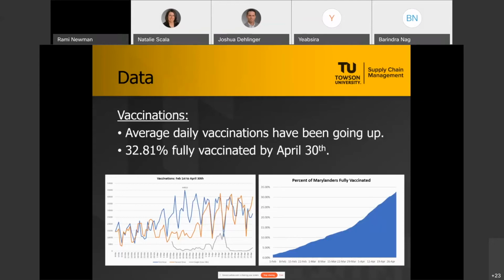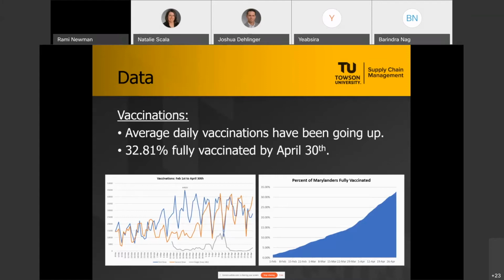starting with vaccinations. So our average daily vaccination rate has been steadily going up, which is good. On April 30th, the last day I collected data, we were at a 32.81% fully vaccination rate. Just another side note, I collected data from February 1st to April 30th, so over a 3-month period.